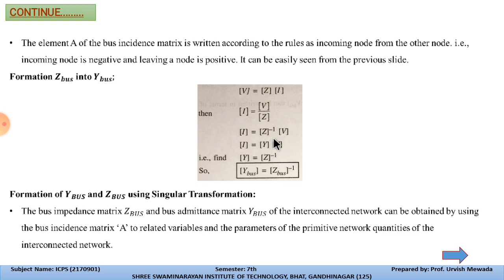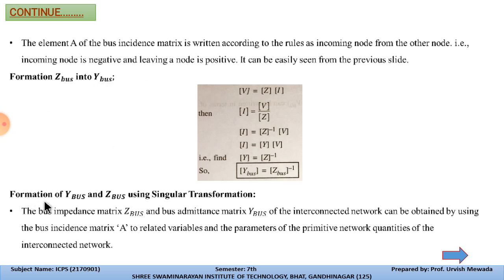Z inverse can be written as Y, because impedance is the reciprocal of admittance, so it is indicated as Y. So I is equal to Y into V. That's why we can write Y is equal to Z inverse, so Y bus is equal to Z bus inverse. Whenever we find the Z bus, by taking the inverse of that Z bus, we can find out the Y bus.